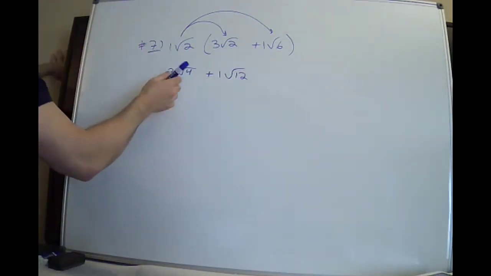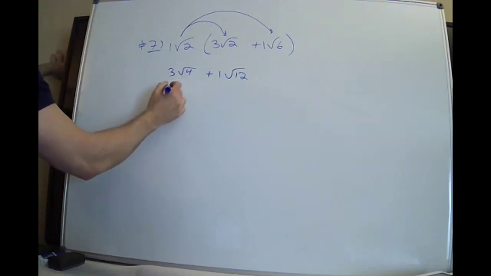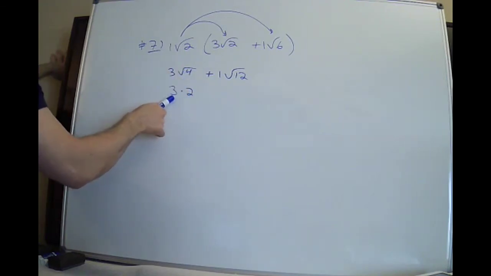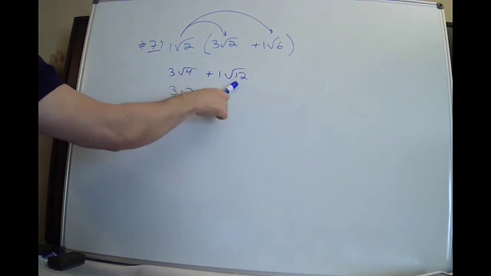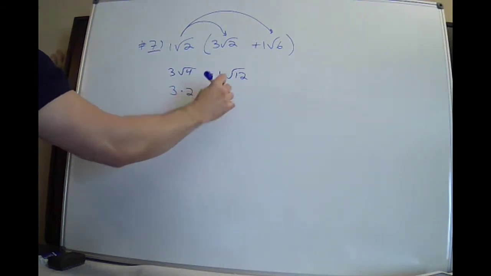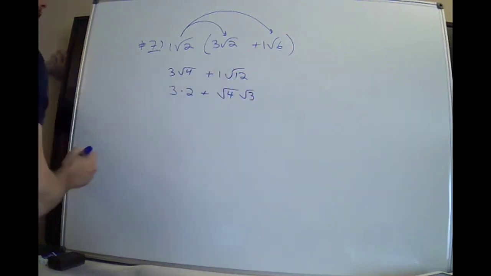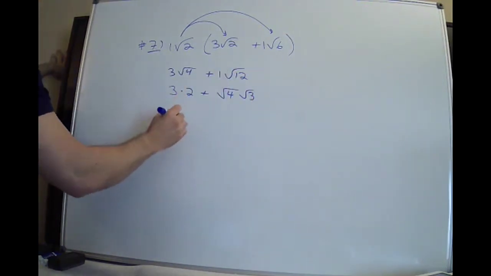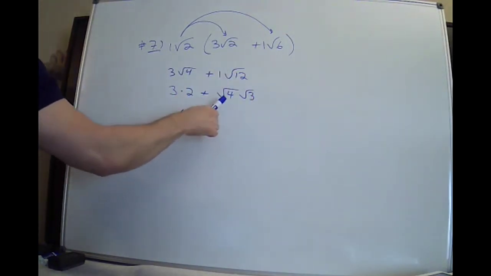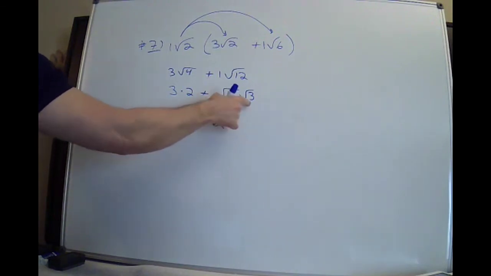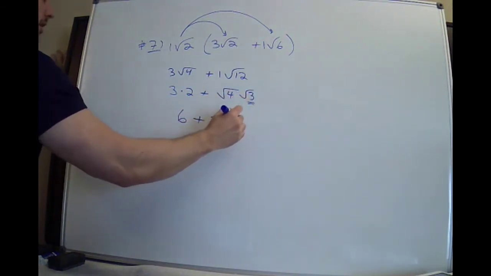Now, radical 4. That's a perfect square. He comes out of jail. Yay! So you free him from the jail. He's going to hang out with his buddy. Radical 12, however, is not a perfect square, but you can break it down with radical 4 and radical 3. 3 times 2 is 6. Radical 4 comes out of jail. Radical 3 is stuck in jail.